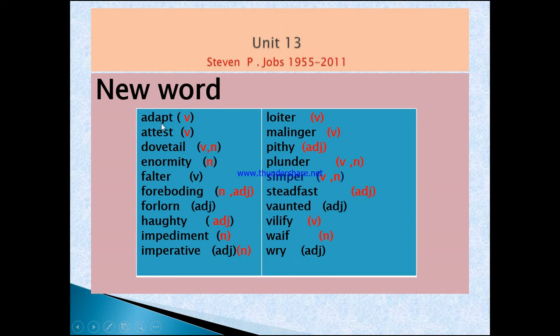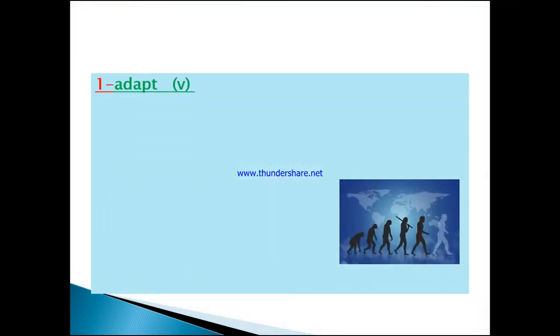Repeat after me. Adapt, attest, dovetail, enormity, falter, foreboding, forlorn, haughty, impediment, imperative. We've just read the words that we're going to explain now, guys, in this part. Let's go directly to explain them.